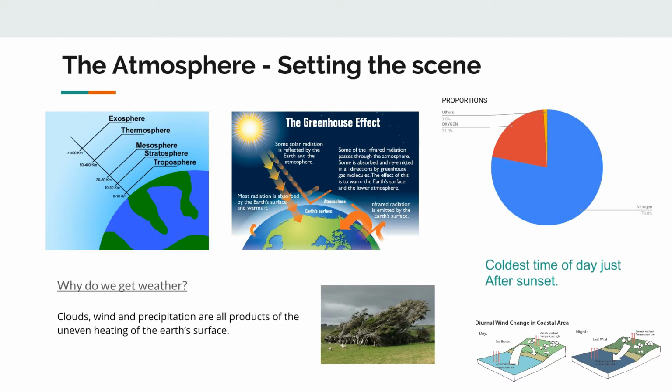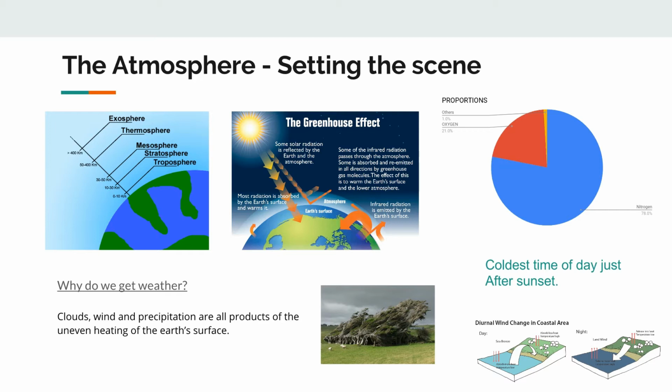There you go. Another thing you need to get handy with is the proportions of the gases in the atmosphere themselves. So 78% nitrogen. Contrary to popular belief, you'd think there'd be more oxygen because that's what we breathe every day, but apparently not. It's 21%, and the others are 1%.